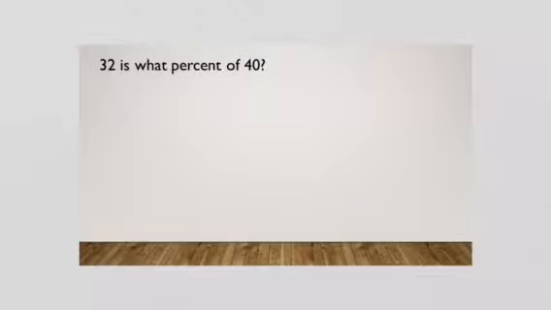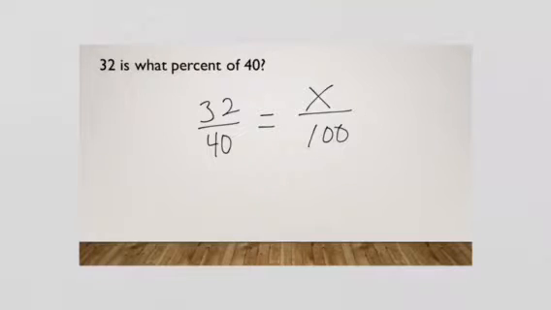Now, this one's going to look a little strange. 32 is what percent of 40? Okay, so like I said, I always try to figure out, I know this is 100 here, but what goes on top of that? What percent? We don't know the percent, so that's why we put an x. 32 is what percent of 40? So it's out of 40. What's out of 40? 32 is out of 40.